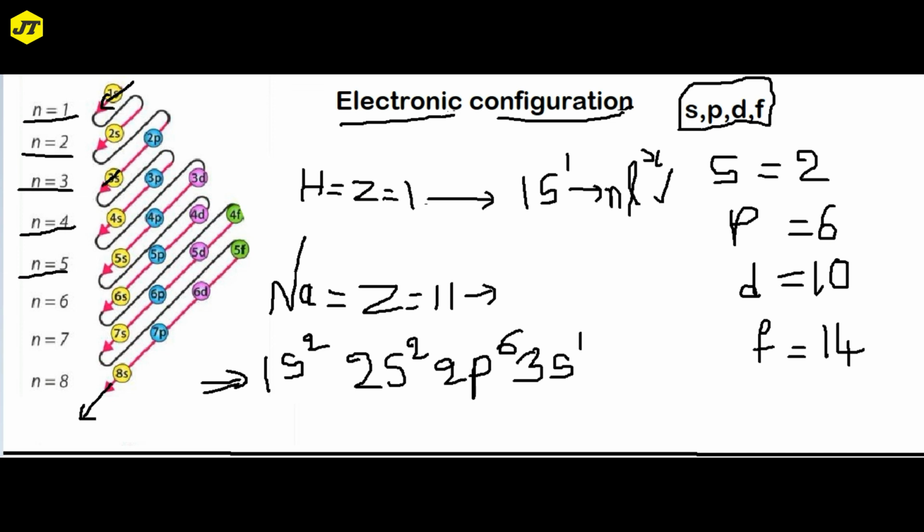So the s subshell can hold 2 electrons and p can hold up to 6 electrons. So next we will sum the electrons, that is 2 plus 2 plus 6 plus 1, which gives rise to 11 electrons. So the sodium atom has 11 electrons and the electronic configuration of each electron is found, so the electronic configuration of the total sodium atom is 1s2 2s2 2p6 3s1.